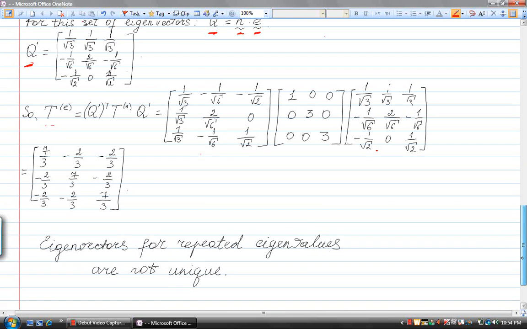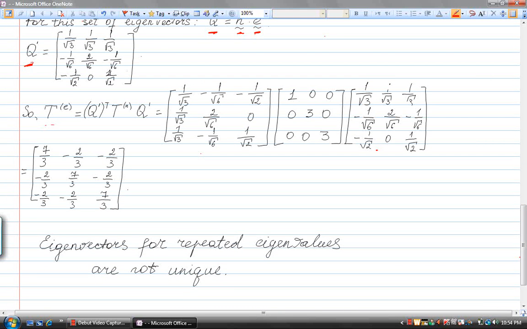Now we are plugging back into the matrix multiplication formula. Now it becomes T in E basis equal to Q prime transpose T in N basis Q prime. By doing the matrix multiplication, we get our T in E basis. And this is going to be our new T in E basis.